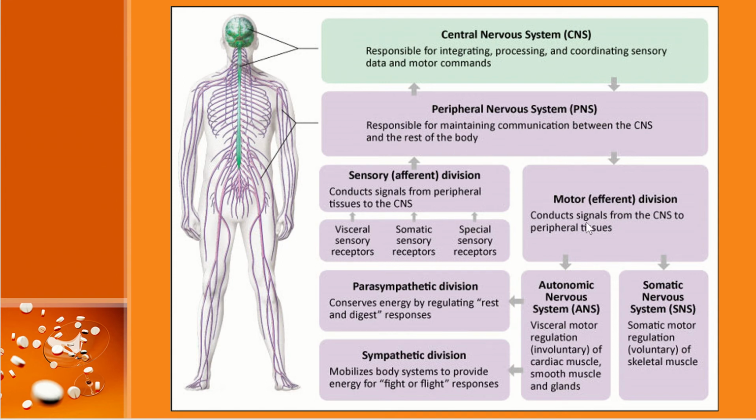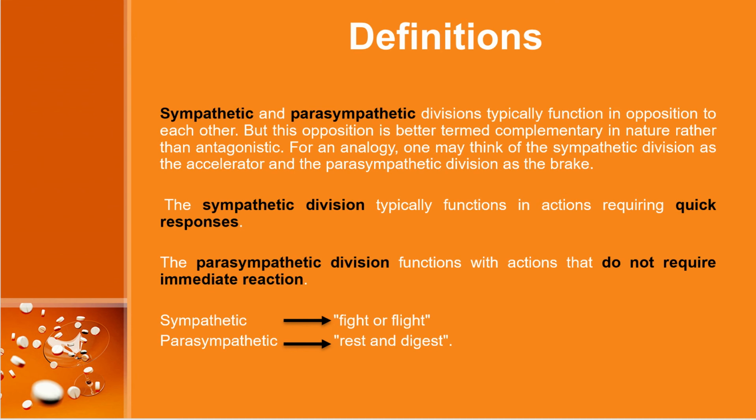Okay, and then that therefore is connected to our motor or efferent division, which conducts signals from the CNS to the peripheral tissues, and they are connected to our autonomic and somatic, etc. So it's like a circle. We have sensors that get the information, then it goes to the CNS, and in the CNS there's also movement to and from the CNS. So it's just good to have an appreciation of the entire system and not just a portion. As we say, repetition is key.